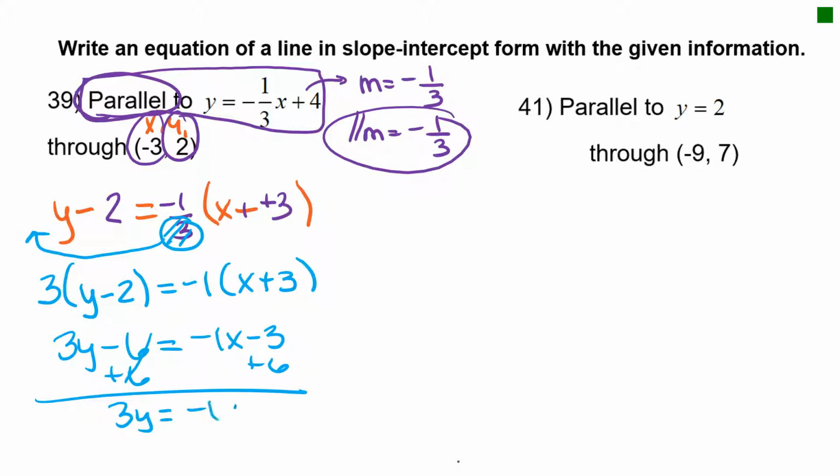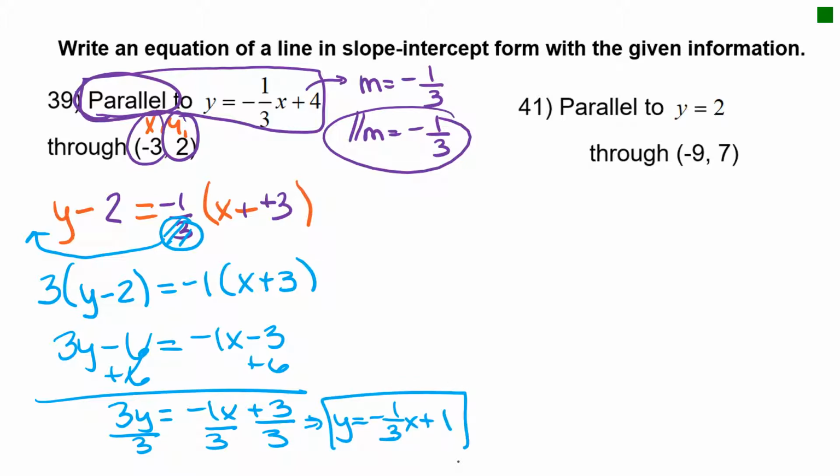3y equals -1x plus 3 and divide by 3. Oh, I've got to stop writing so big. y equals -1/3 x plus 1. Slope-intercept form right there. All right, now this one.